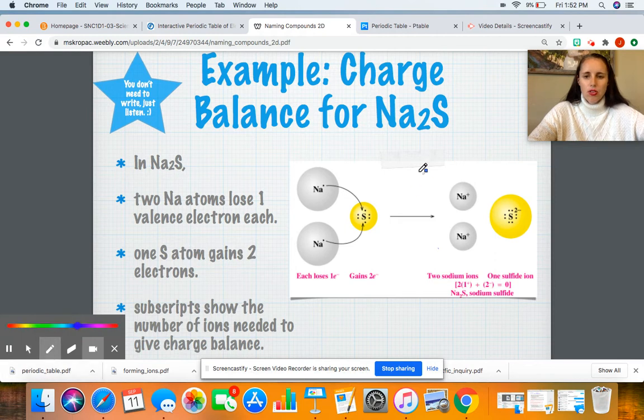So again, if I go through and I go positive, positive, minus 2, I'm going to get what's called charge balance. So my formula is going to be Na2 for 2 sodiums, my metal written first, and sulfur. We call that sodium sulfide. So that's how charge balance works.